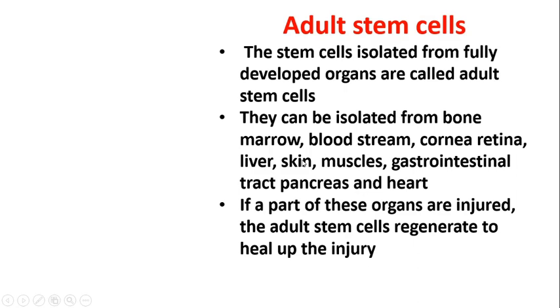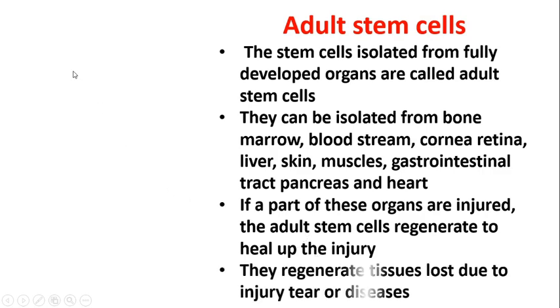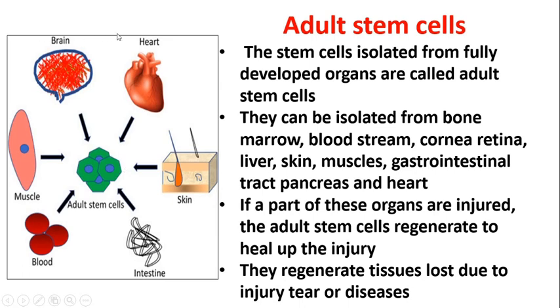So in case we get any injury in these parts, with the help of the adult stem cells, we can regenerate so that the injury can be healed. Okay, so they regenerate the tissues lost due to injury, tear, or maybe any diseases. So this picture will give you a very clear idea. See, the adult stem cells can heal the injuries in various organs.